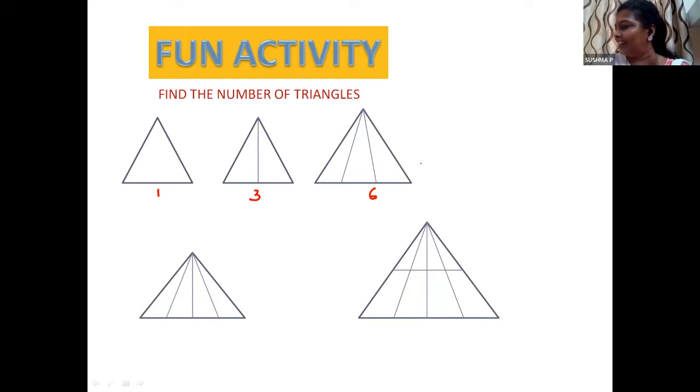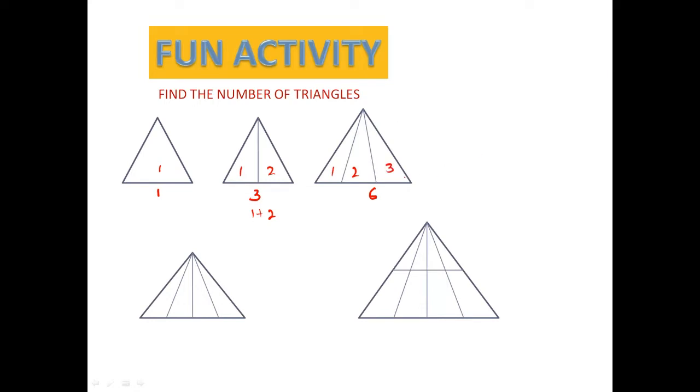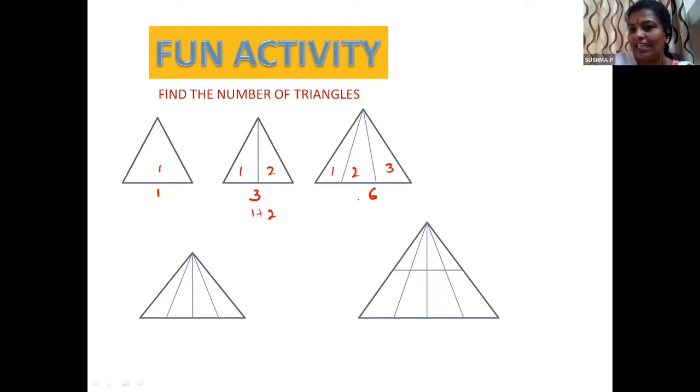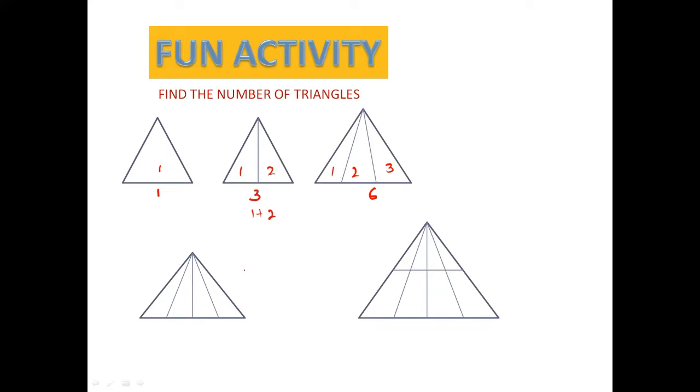Can you follow a pattern? Yes. See, how do you count here? Here there is 1. Here there is 1 and 2, right? We number it. So if you add 1 plus 2, you get 3. Here, how many triangles are shown in the figure? 1, 2, 3. If you add them, what do you get? 6, right? So it's an easy way to find the pattern. Now you can find this one very easily. 1, 2, 3, 4. So 4 plus 3 plus 2 plus 1 gives you 10. Now go ahead with the next one.